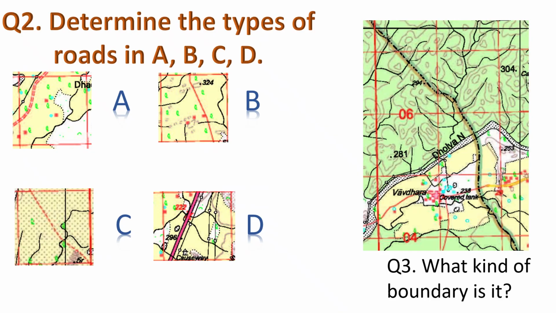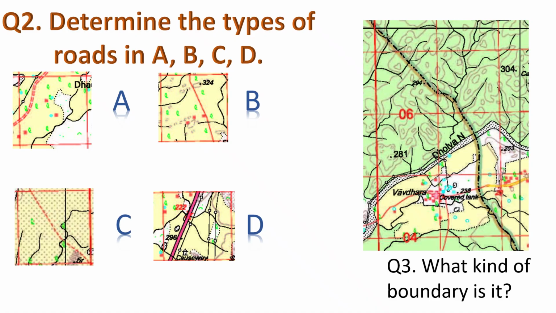Okay, so you have a question over here. You see that there are a few types of roads over here. I want you to answer what kind of roads those are. I want you to determine them. There are four kinds of roads shown to you: A, B, C, and D.